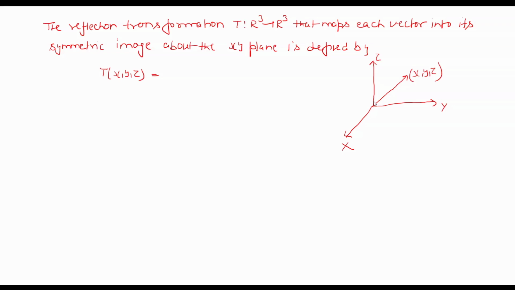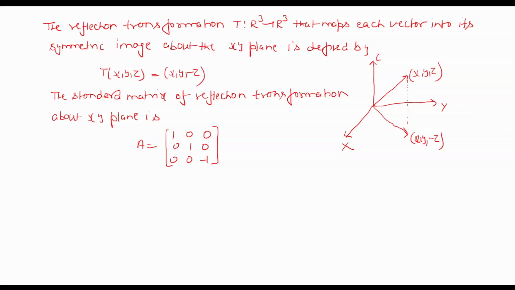Now I hope it is clear how to write this standard matrix. Okay, so the coefficient of x in the first component is 1, coefficient of y in the first component is 0, coefficient of z in the first component is 0. In the second component, x is not present, so its coefficient is 0, the coefficient of y is 1, and the coefficient of z is 0. In the third component, the coefficient of x is 0, the coefficient of y is also 0, and the coefficient of z is minus 1. So this is your standard matrix of a reflection.